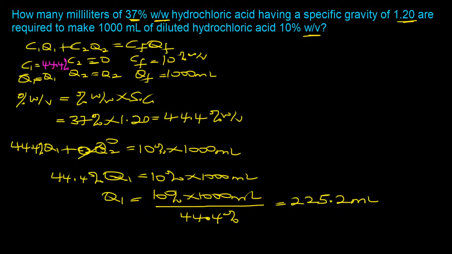All right, so to summarize, the thought process is you first make sure that you convert the weight by weight to weight by volume using this equation. Percentage weight by volume equals percent weight by weight times specific gravity. And then you go ahead and use the algebraic equation, which is C1Q1 plus C2Q2 equals C final Q final. And everything becomes algebra. Okay.